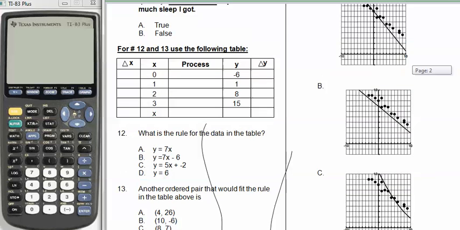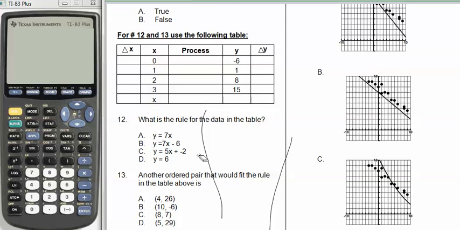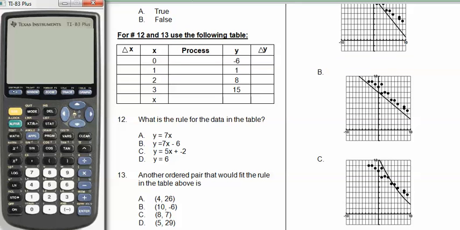So we're going to use this table for 12 and 13. So what is the rule for the data in the table? Well, there's a couple ways we could do this. We could just plug all these into Y1 in our calculator and just see which ones fit. So we could go Y1 and just do 7x and go into our table and see if that's right. So 0, negative 6, that's not right. And we could do every one of them.